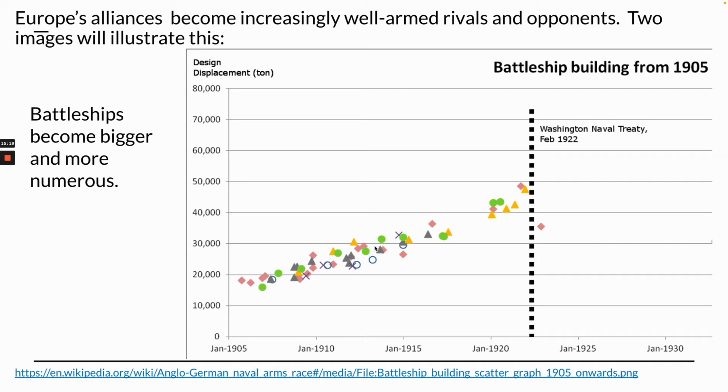Design displacement is about how heavy a battleship is, right? It's how many tons of water it displaces when you put it in water. And they grow by nearly 50% between 1905, when these naval arms races really get going, and the start of the war. And we also have, again, more and more of these ships as we move along. Right? They're getting bigger, and there are more of them.